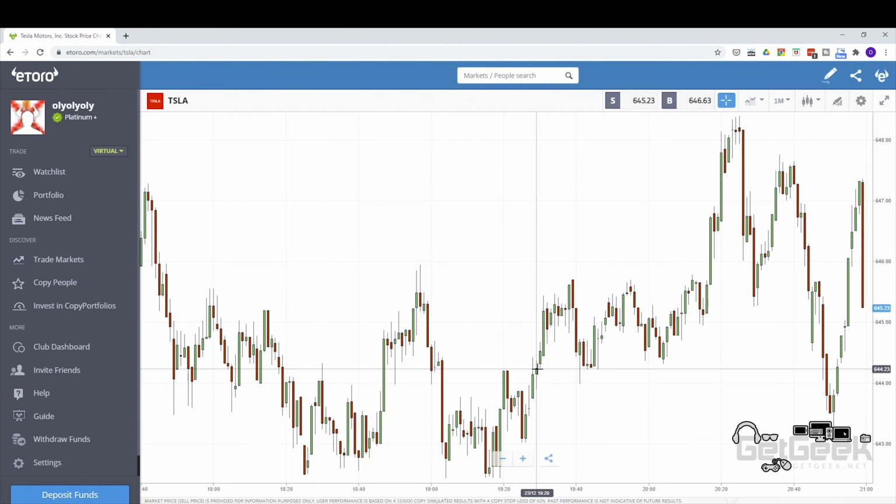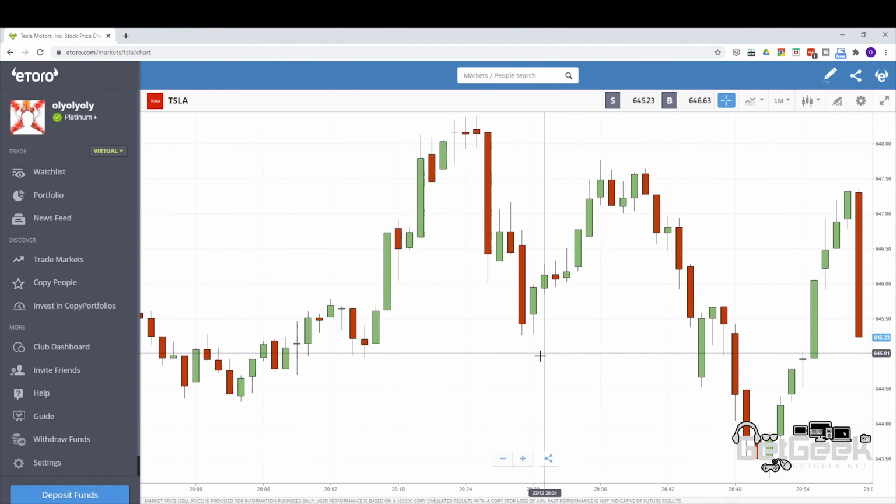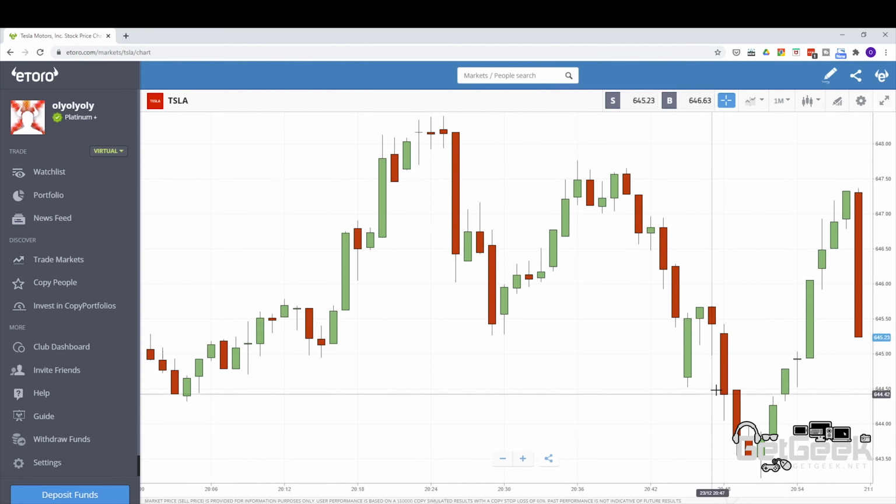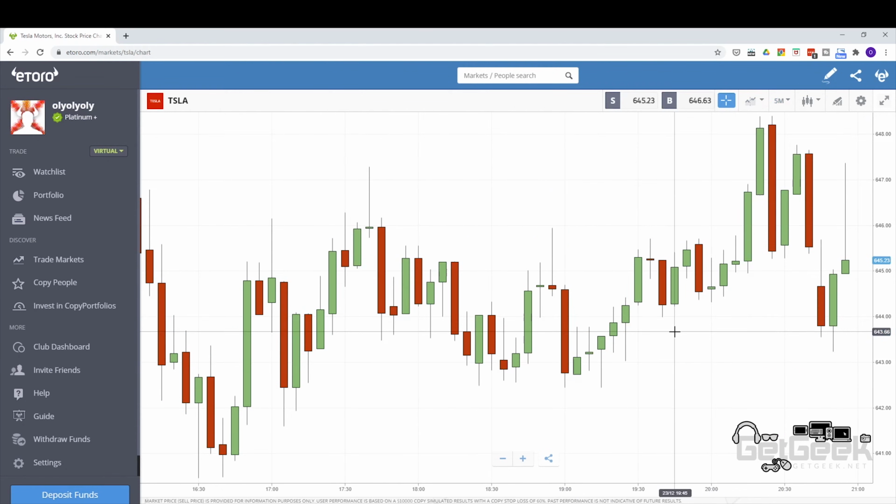Each candle represents a time frame of price action. So this is a 1 minute chart, so each one of these represents 1 minute. And if we were to change this to 5 minutes, this would represent 5 minutes.